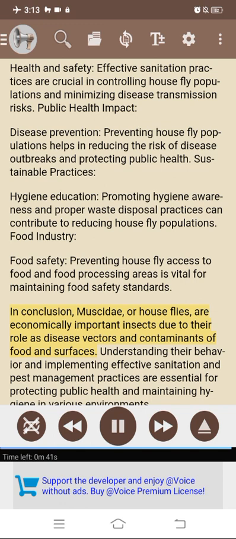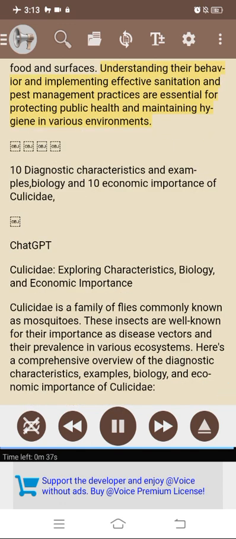In conclusion, Muscidae, or houseflies, are economically important insects due to their role as disease vectors and contaminants of food and surfaces. Understanding their behavior and implementing effective sanitation and pest management practices are essential for protecting public health and maintaining hygiene in various environments. 10 diagnostic characteristics and examples. Biology and 10 economic importance of Culicidae.